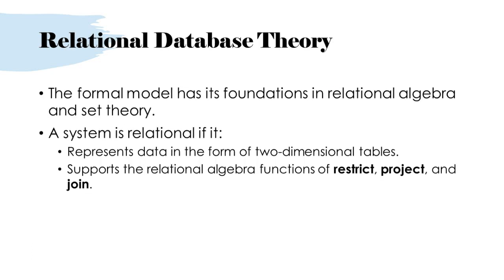We continue to relational database theory. The formal model has its foundations in relational algebra and set theory. A system is relational if, first, it represents data in the form of two-dimensional tables, and second, it supports the relational algebra functions of restrict, project, and join.